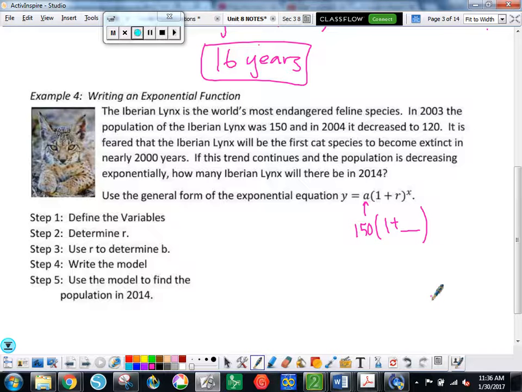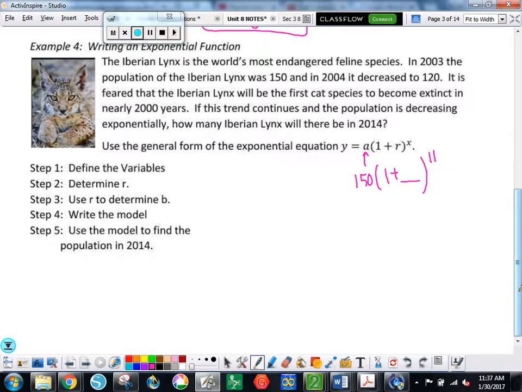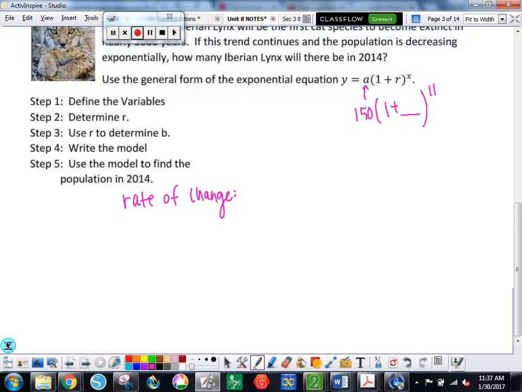So 2003 is our starting spot, then 2004, 5, 6, 7, 8, 9, 10, 11, 12, 13, 14. That's 11 years. Okay. So how do you find R? Use the formula for the rate of change, down here. To find the rate of change, you take the change and you divide it by the initial amount.